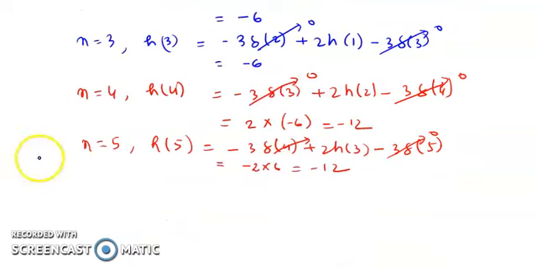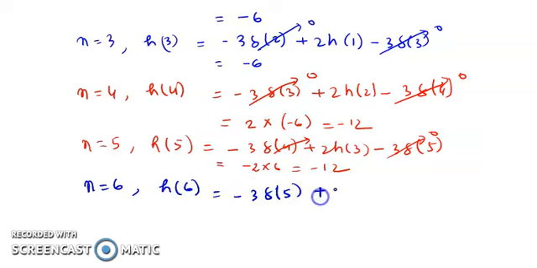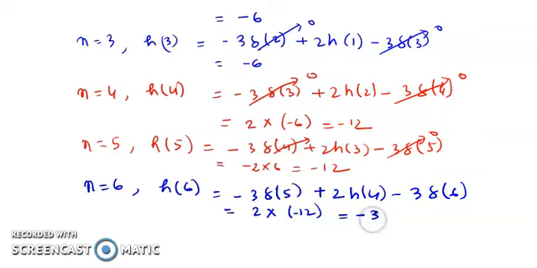so next, for n is equal to 6, if you calculate h6, then you will get -3 into del 5 plus 2 into h4 minus 3 into del 6, so that is equal to 2 into h4, h4 means -12, so it is equal to -24. So this way you will get the values.